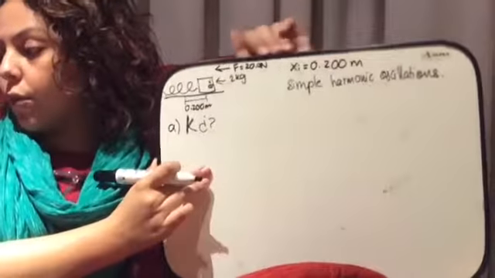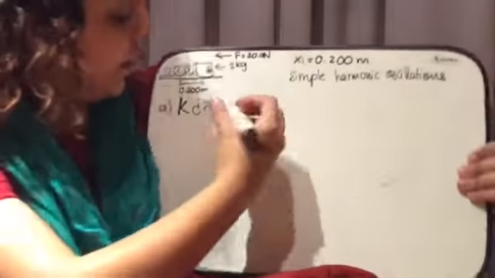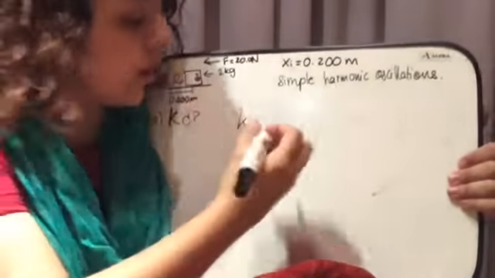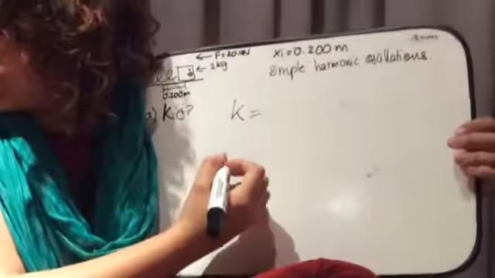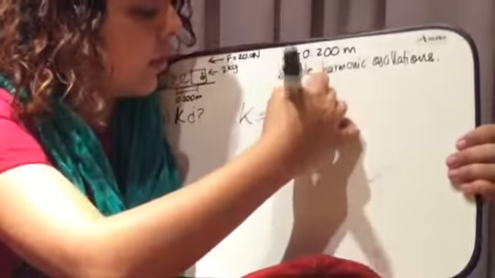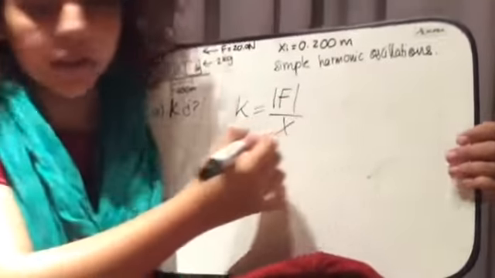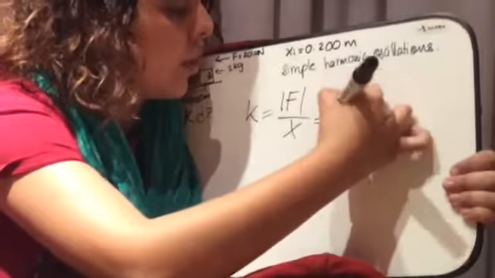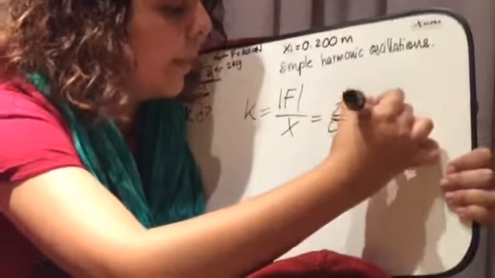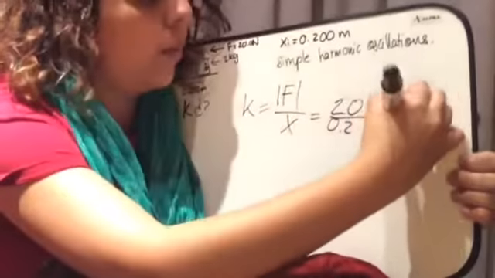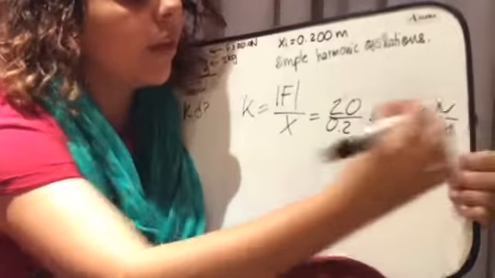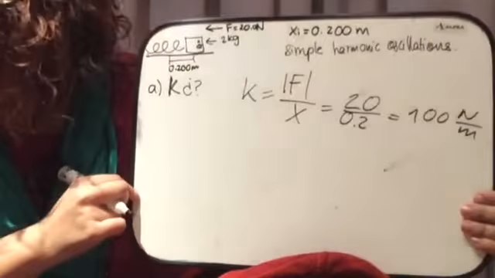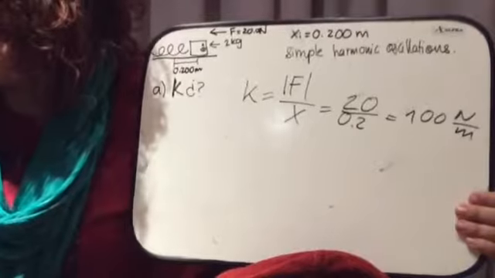It has several different parts that go from A up to G, so we're going to do them one by one. Letter A is the value of k, the force constant of the spring. As we know, according to Hooke's law, k equals the absolute value of F divided by x, which in this case is 20 divided by 0.2, and this equals 100 newtons per meter. That's the answer for letter A.